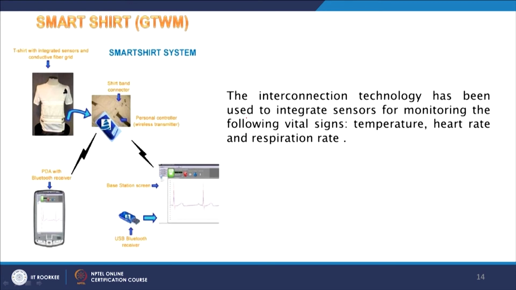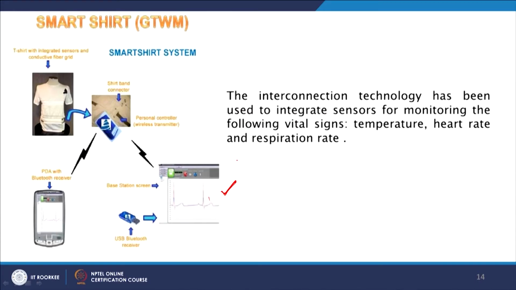Next we have SMARTSHIRT from Georgia Tech. This is a Georgia Tech wearable system, and the way SMARTSHIRT works is that the sensors have been woven into the shirt. This is a non-stitch shirt made by a very special weaving style, and these sensors pick up your body signals: temperature, heart rate, and respiration rate. And if there is any casualty, if there is something not right, they will promptly give the information to the base station, and once you have received it on a Bluetooth receiver, your doctors can tell you what to do.